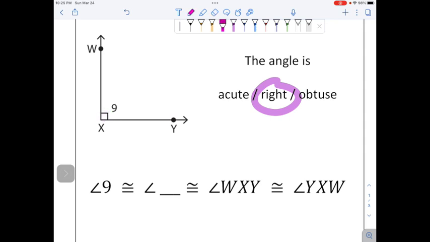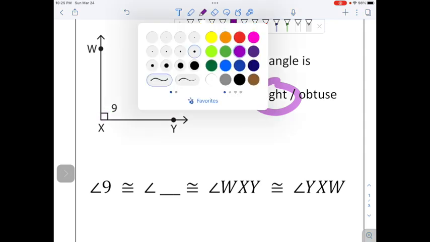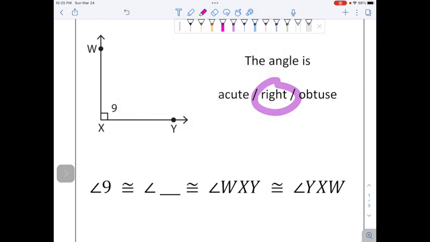Okay, so let's look at our options down here. Things that we already know, things that we have already traced. Get that cool pink color, right? Here's YXW, Y to X to W. Okay. Here is WXY, W to X to Y.